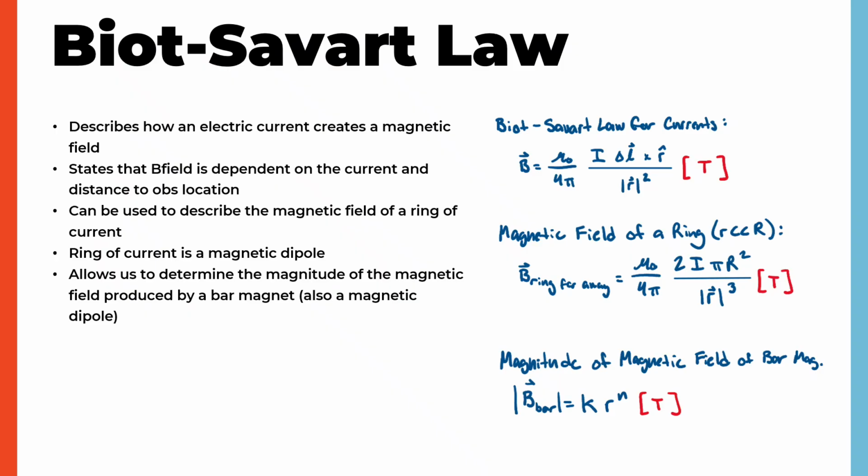So some key concepts are the Biot-Savart law, which describes how an electric current creates a magnetic field, and it shows the dependency of the magnetic field on the current and the distance to the observation location. And it can be used to describe the magnetic field of a ring of current, which is a magnetic dipole, and similarly so is a bar magnet. And so we can use that equation to find the magnetic field produced by a bar magnet.